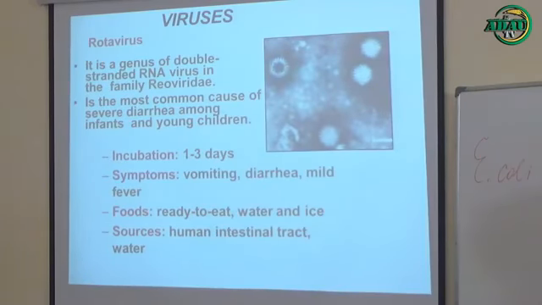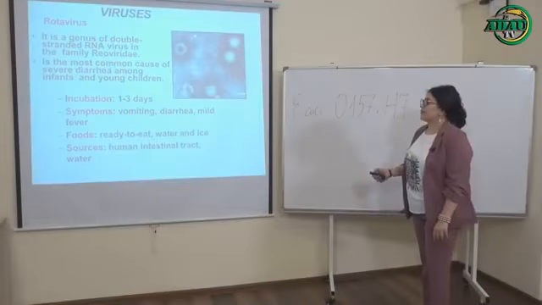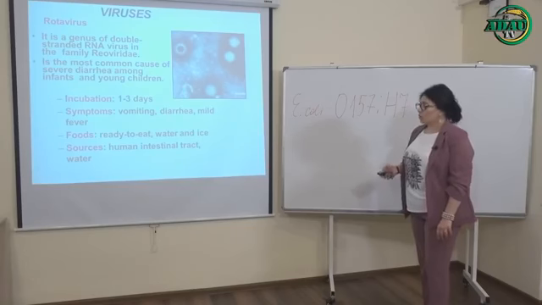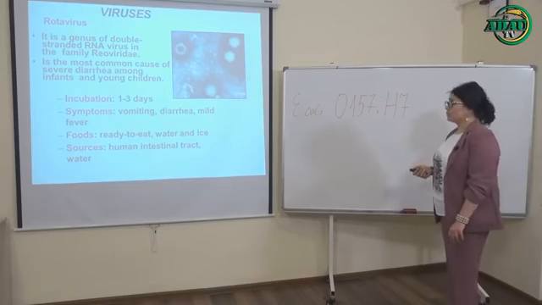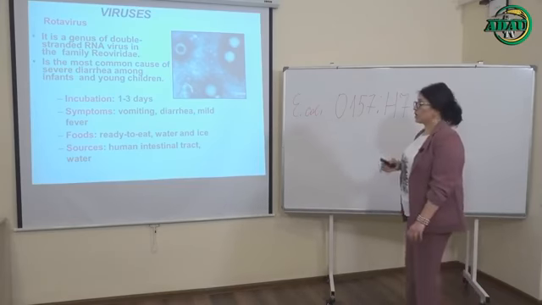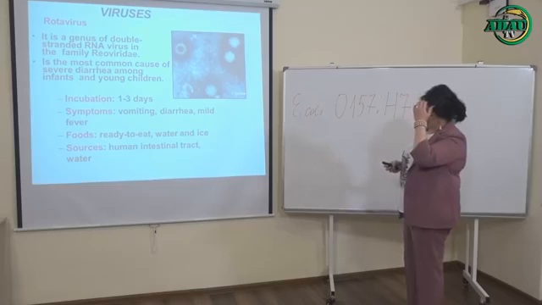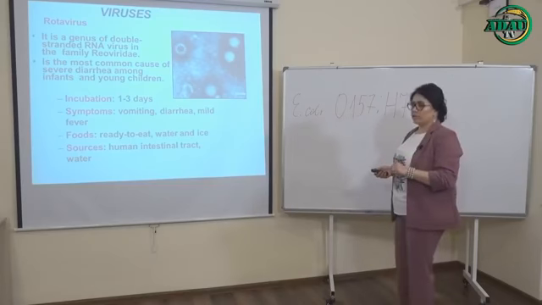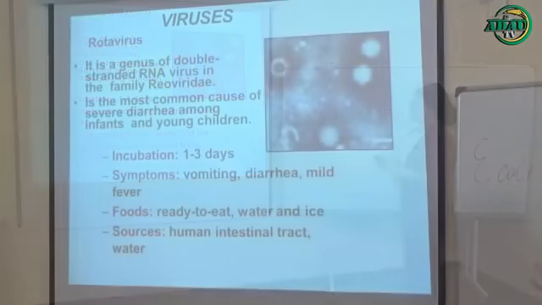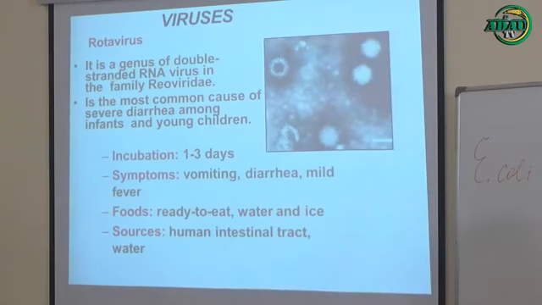Again, you see diarrhea, and diarrhea is the main reason of the dehydration of the organism. What kind of foods can cause this food poisoning? Ready to eat. What is ready to eat? It means the products which are already prepared, for example, some kinds of soups where you can add some boiled water, it means that this kind of food is ready to eat. Then water and ice, and the sources are the human intestinal tract and water.